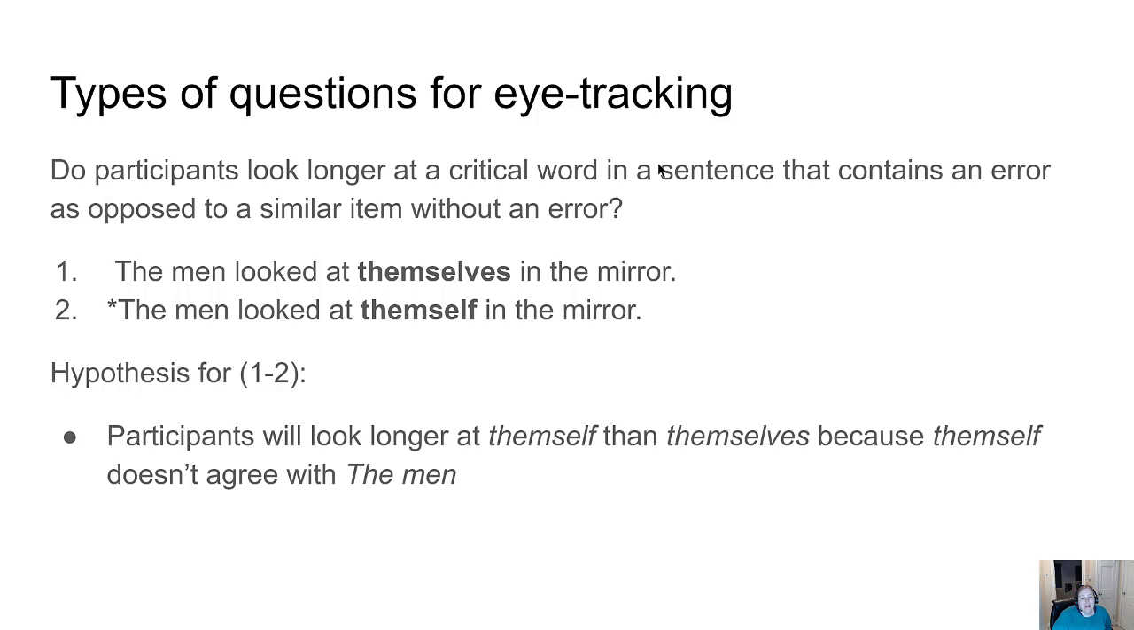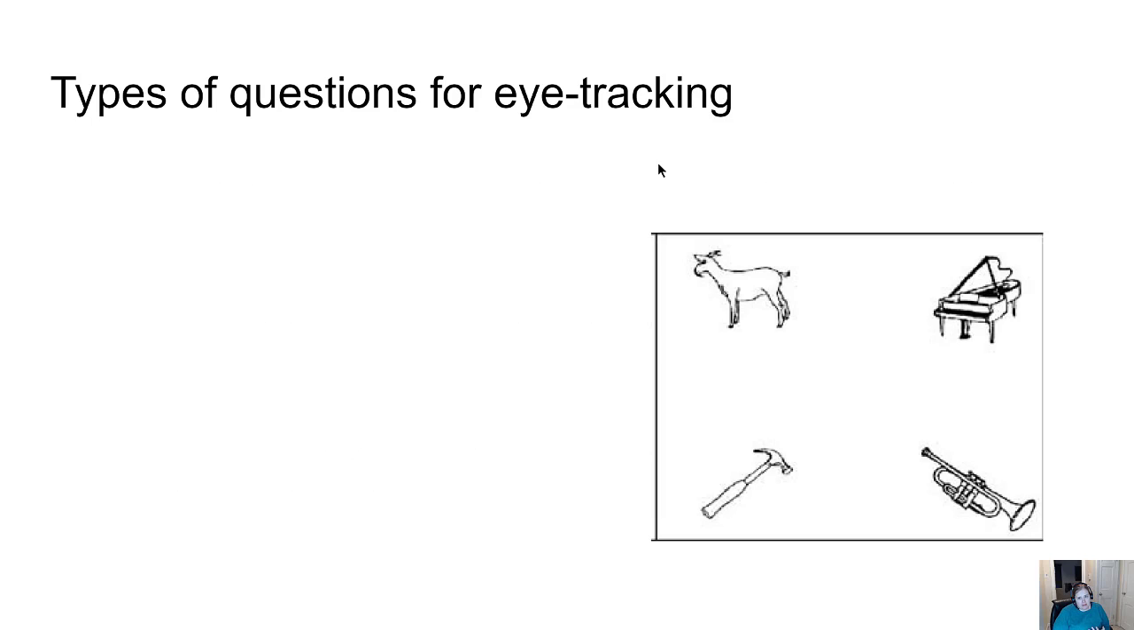So the hypothesis would be participants will look longer at "themself" than "themselves" because "themself" doesn't agree with the men. Or you could say they'll look back at the men more in number 2 because they'll be saying, hey, it's supposed to be plural. Those are the kinds of hypotheses it could make. Other types of questions for eye tracking pertain to today's task, in particular the visual world paradigm.